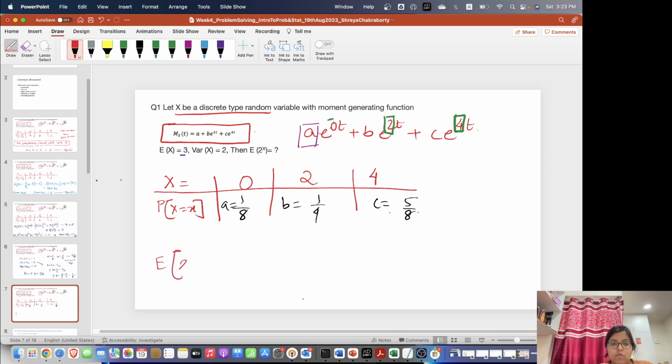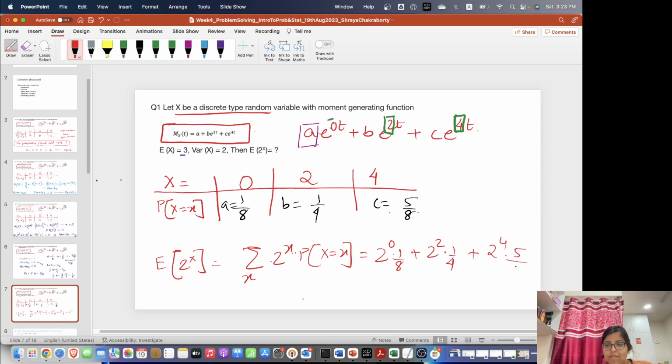So then the expectation of 2^x will be the summation over x of 2^x times the probability X = x. So it will be 2^0 into 1/8 plus 2^2 into 1/4 plus 2^4 into 5/8. So this will be 1/8 plus 4 into 1/4 plus 2 into 5. So this will be 11 plus 1/8. 11.125 is the answer.